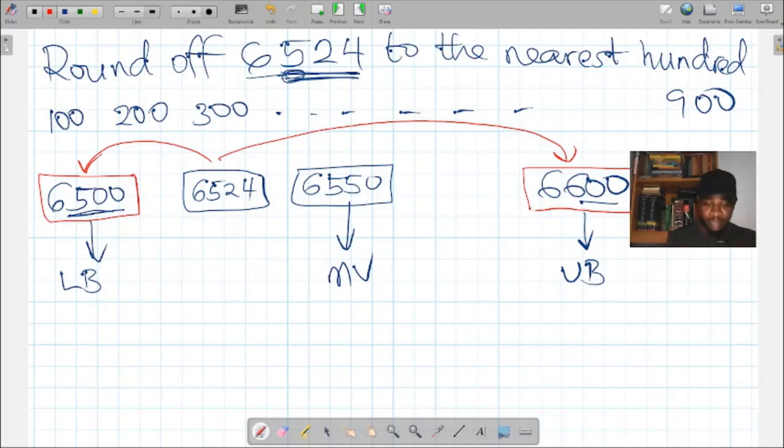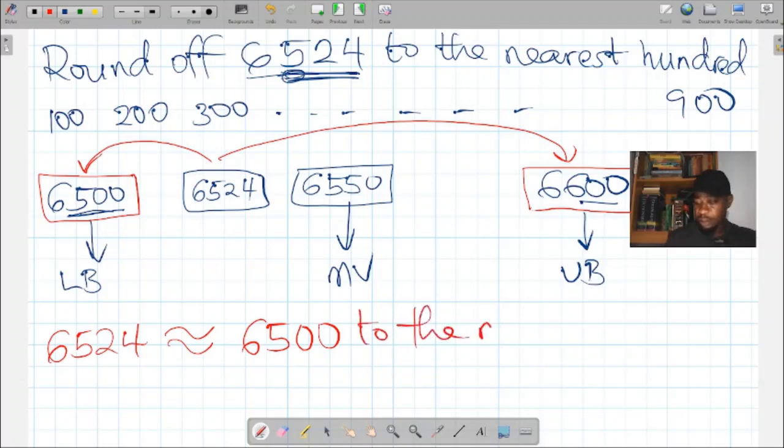And how do we write that? We write that 6,524 is approximately equal to, this is a mathematical symbol that means almost equal to, 6,500 to the nearest 100. That is all about that. Let's take a look at another example.